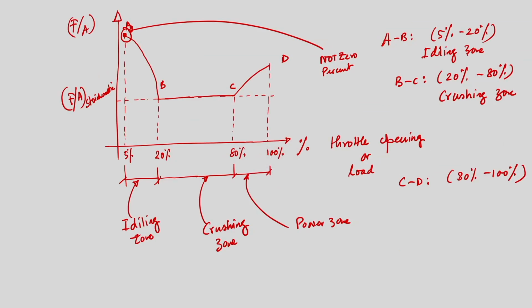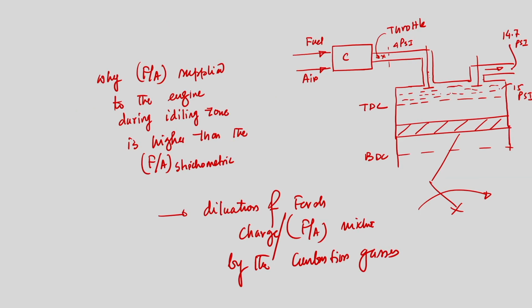Cruising zone we need not discuss, that is the most economic zone of operation, where we need to supply only the stoichiometric air fuel ratio. But if we look at the power zone, the fuel air ratio that will be supplied to the engine cylinder by the carburetor will be higher than the stoichiometric. And why we need to supply higher than the stoichiometric, we have discussed, that we are trying to maximize the power output.